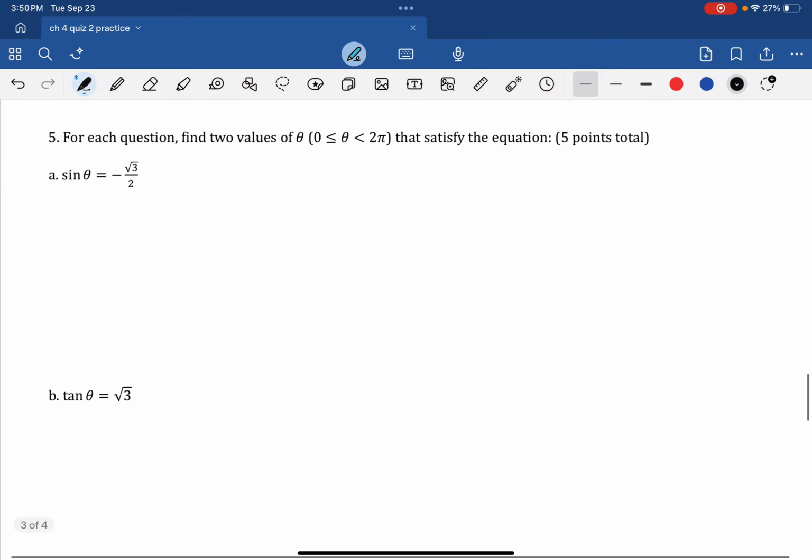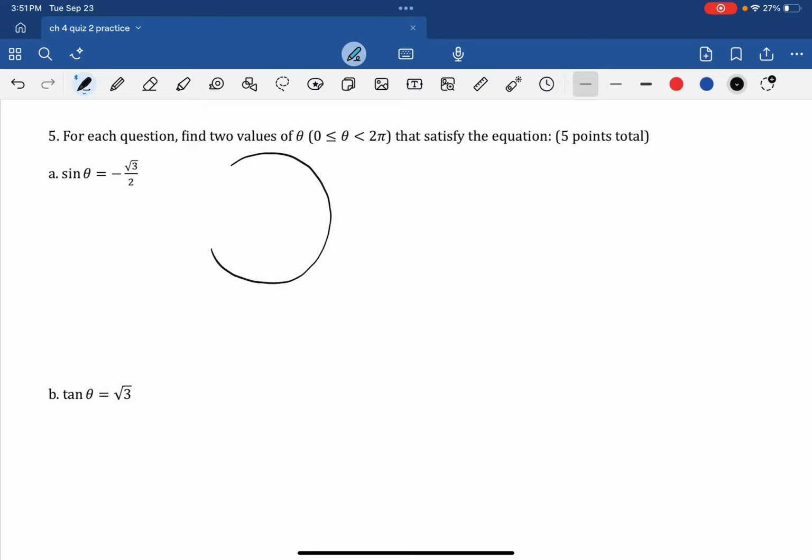Next question. For each question, find two values of theta between 0 and 2 pi that satisfy the equation. Okay. So here we're going to want to use our unit circle. If sine theta is equal to negative root 3/2, then that means our y-coordinate must be negative root 3/2, right? And so that's somewhere here. Negative root 3/2 is around here. And so that means the point must be these 2 points.